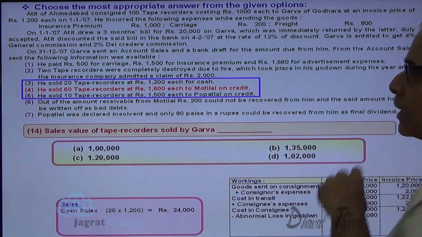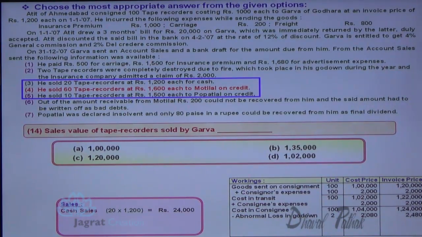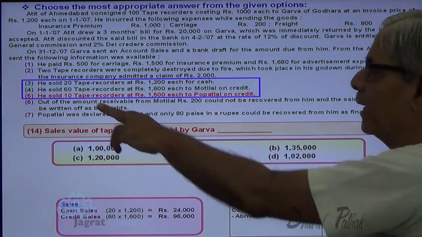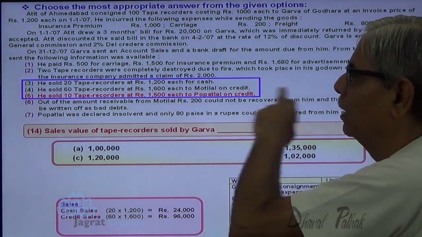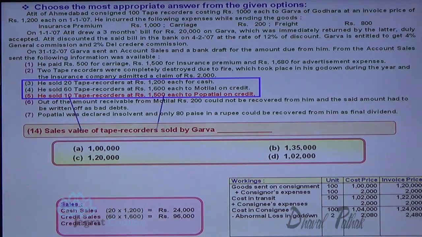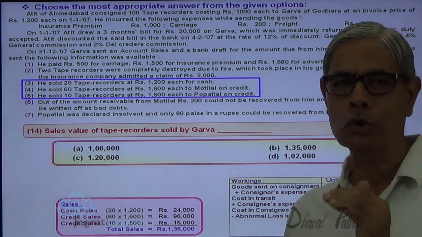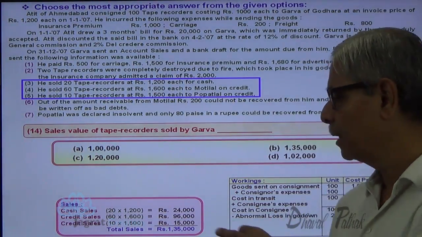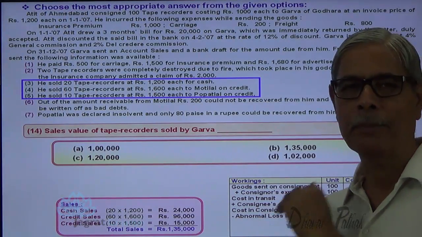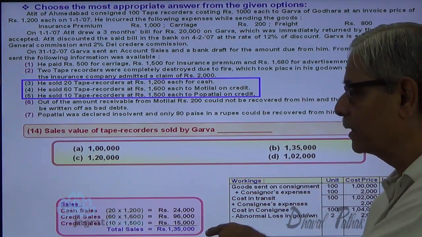60 tape recorders are sold to Botilal. So 60 into 1600 is the sales proceeds. 10 tape recorders at 1500 to Popatal on credit. So this is the total sales value. So total goods sold by the consignee, the sales value of the tape recorders sold is 1,35,000.